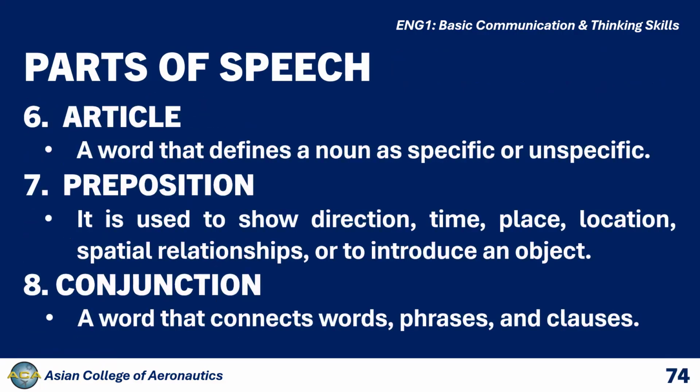Article, okay, it is a word that defines a noun as specific or unspecific. How about preposition? Preposition, it is used to show direction, time, place, location, spatial relationships, or to introduce an object. And the last one is conjunction. Conjunction, it is a word that connects words, phrases, and clauses. So basically, conjunction, it is a coordinating conjunction which connects the words.